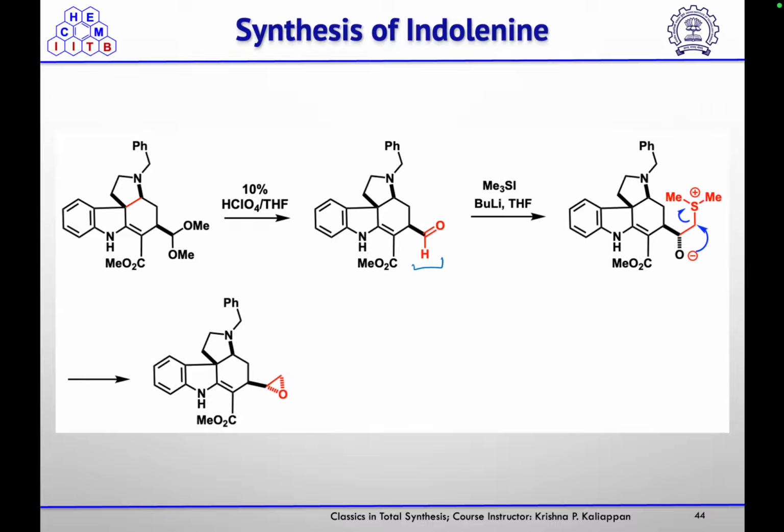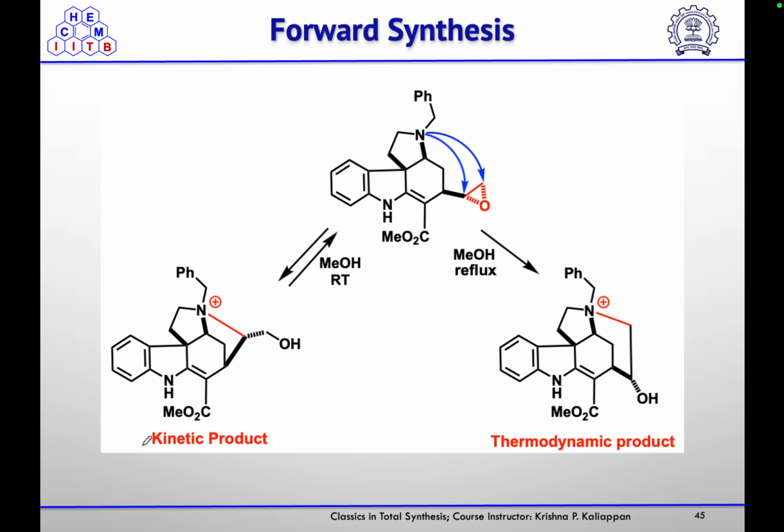And this, on treatment with this sulfur ylide: n-butyllithium will abstract the proton from one of the methyls, and that sulfur ylide will form. The sulfur ylide on reaction with the aldehyde will form the corresponding epoxide. It will react on the aldehyde, then this alkoxide will attack again, dimethyl sulfide will leave, and you get the corresponding epoxide. Then the nitrogen can open that epoxide, and you will get either the kinetic product or the thermodynamic product. The thermodynamic product will give you the desired six-membered ring, and the kinetic product will give you the five-membered ring.